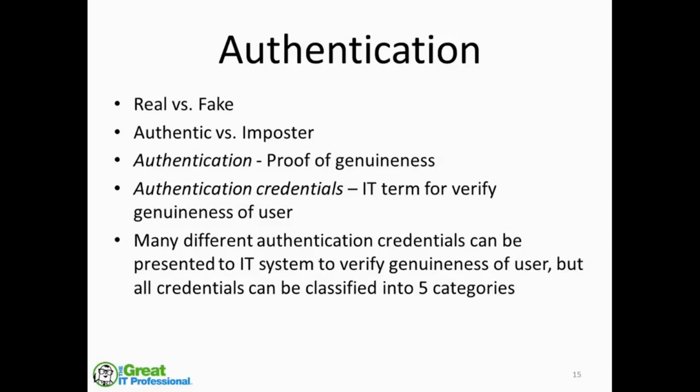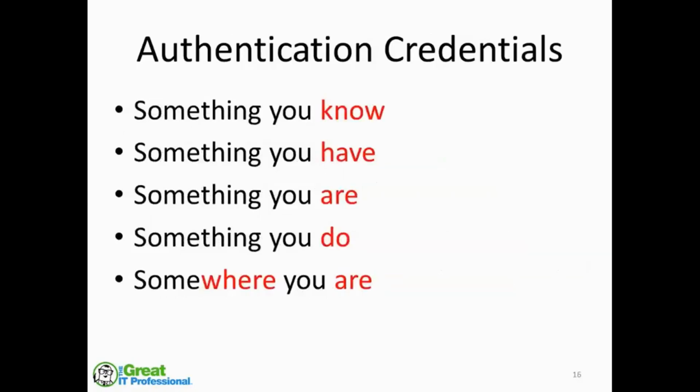Now, there are many different authentication credentials that can be used out there in the IT world that I can present to the computer to prove my genuineness. But essentially, all of these credentials can be classified into 5 different categories. The categories are, I might authenticate myself based on something that uniquely I know. If I know something and no one else knows it, then that can serve to prove that I am the authentic, I am the genuine person and not an imposter. A second type of authentication credential is something that you have.